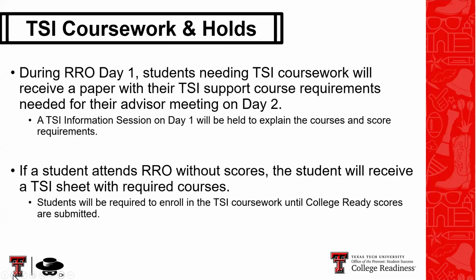So the way this process will work, on day one of orientation, if you are told that you will need TSI coursework while at Texas Tech, you will receive a paper from our department that will explain those course requirements. We will have an information session on day one to explain the information on that sheet so that you feel comfortable with what your TSI score tells you about your math and English capabilities, and the appropriate courses here at Tech we offer to help you be successful in your core academic math and English course.